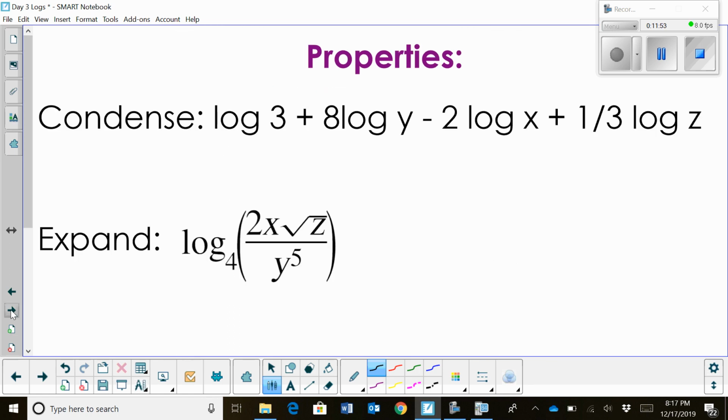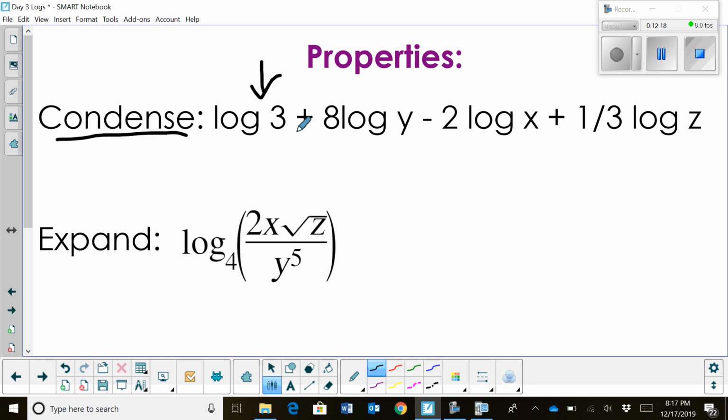Okay, now let's talk about properties. There should be a lot of videos out there, a lot of information on condensing and expanding. Here's one example. The first thing you need to look at to condense logarithms is to make sure they all have the same base. So this is just a log, so I'm assuming the base is 10, the base is 10, the base is 10, and the base is 10.